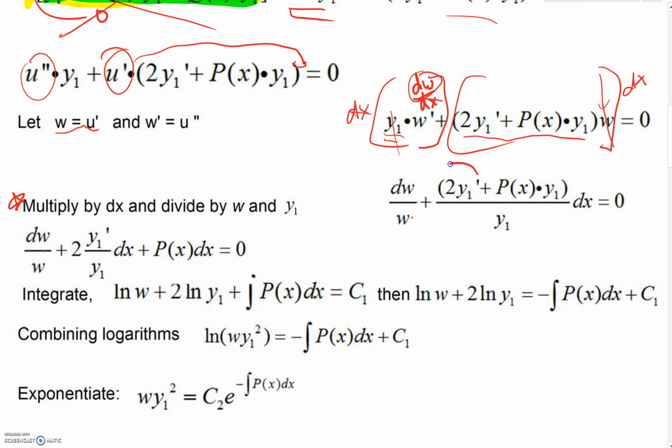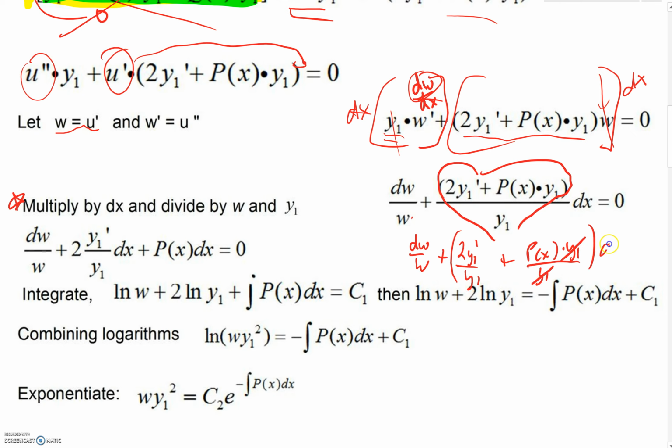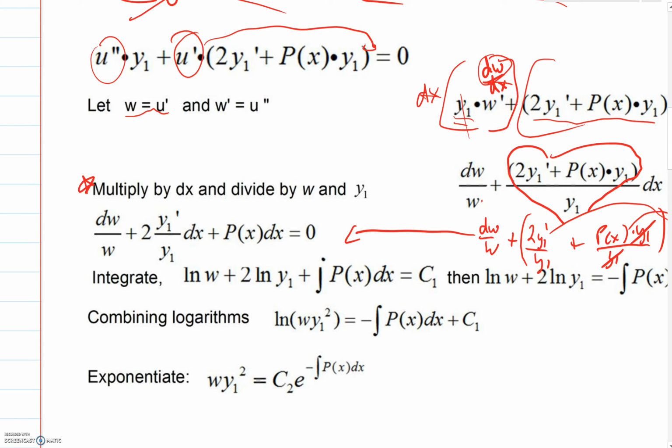Tell you what, while we're at it, we could do a little I heart math right here. My goodness, just cleaning this up, it would be a 2 y sub 1 prime all over y sub 1. Here we'd have a p of x times y sub 1 all over y sub 1. These y sub 1s cancel out, don't they? And we could distribute a dx in there very quickly. So this is our new form right here. And we're going to just integrate. It's as if we just integrate each separate part here, including the right-hand side.